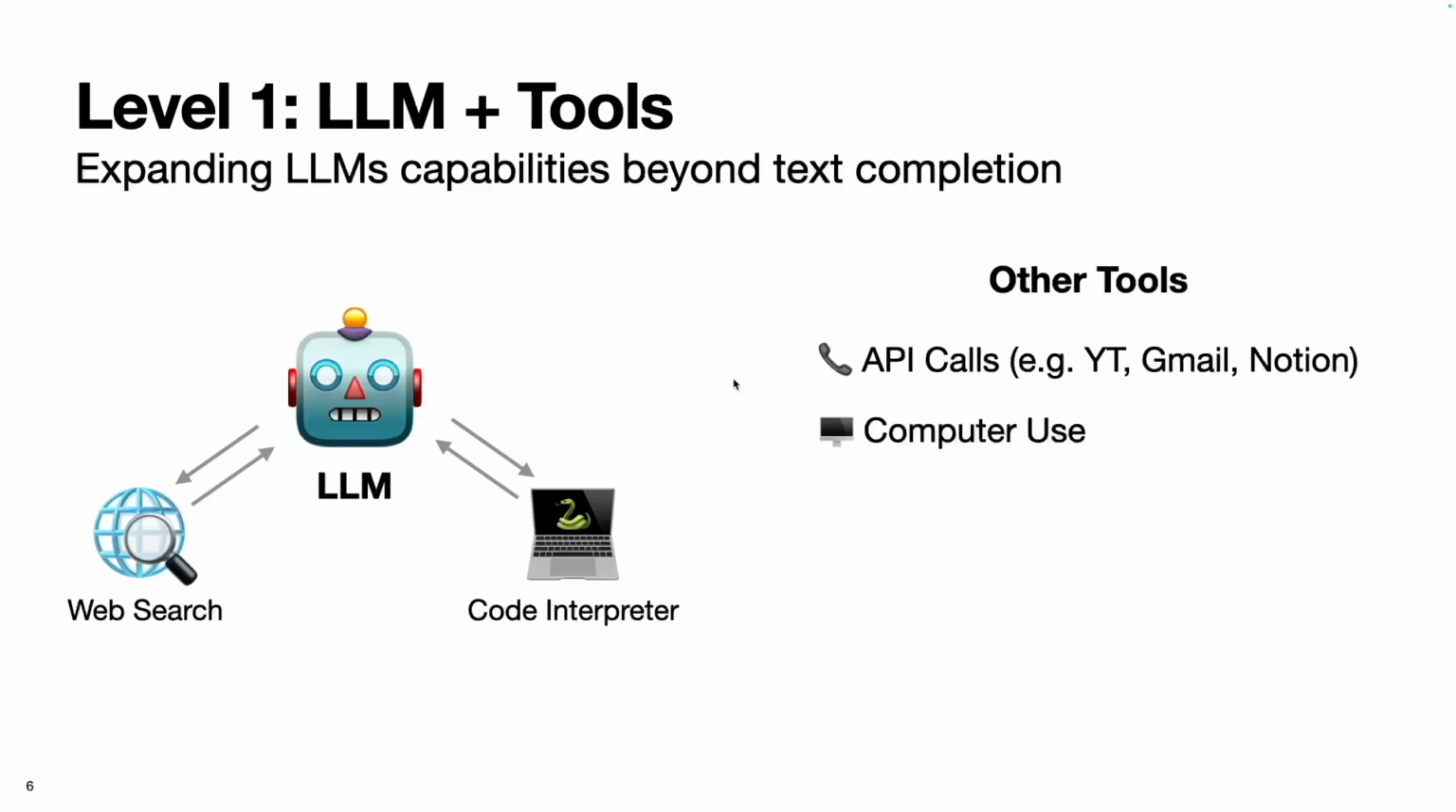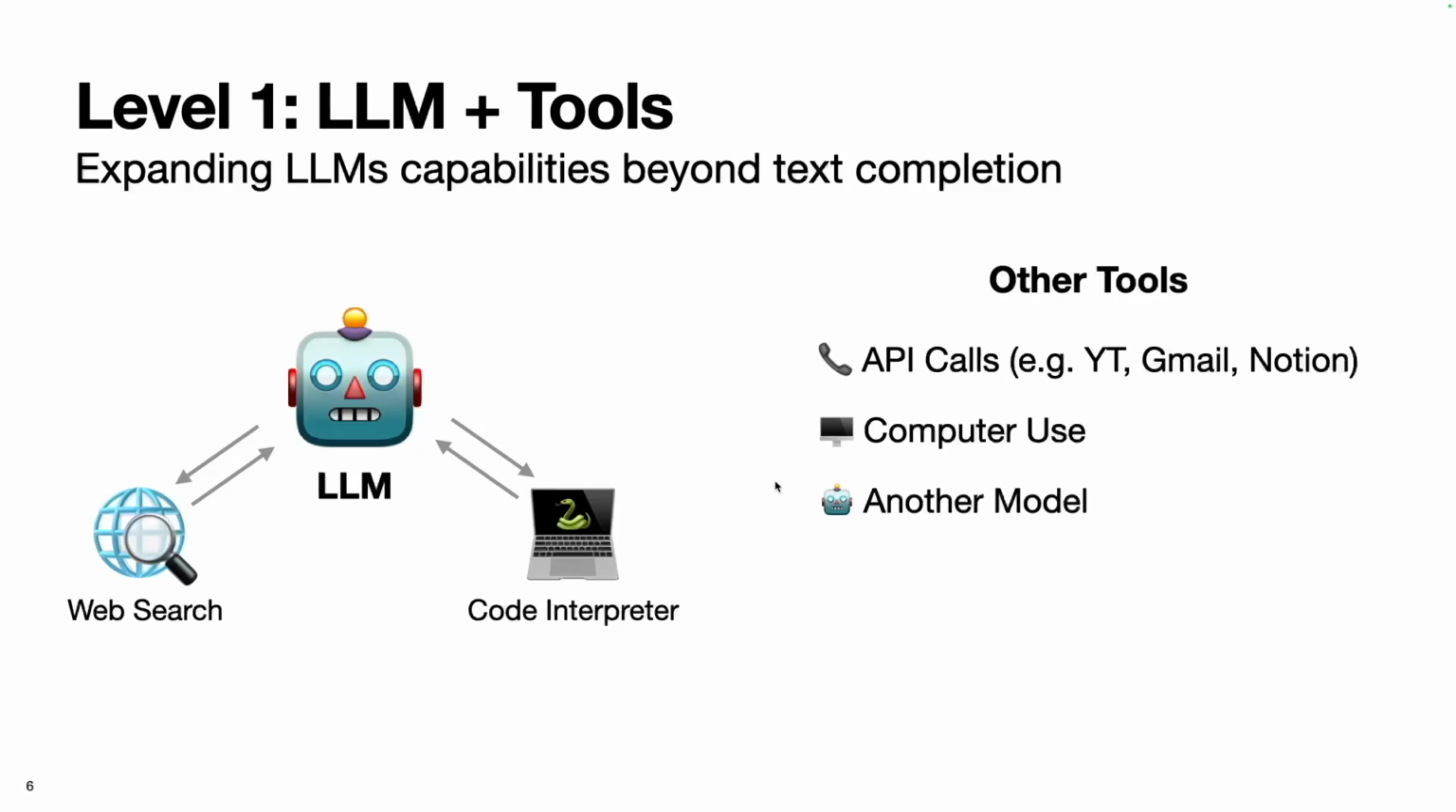Another popular one is computer use. Not every program you care about has an API, basically has a programmatic way of interacting with it, but it does have a graphical user interface. So computer use enables LLMs to interact with these graphical interfaces using mouse clicks and keyboard strokes.